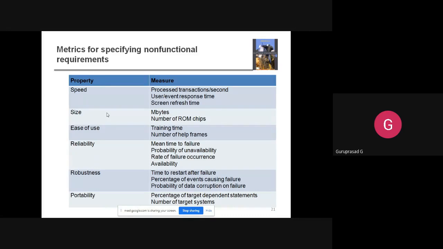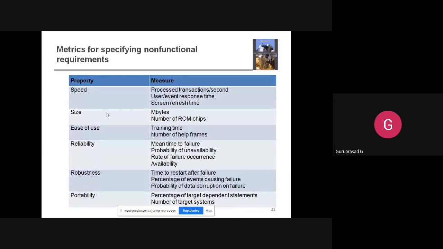What do you understand by robustness? Time to restart after failure, percentage of the events causing failure, probability of data corruption on failure. So that is about robustness. After failure, how much time will it take to restart? How many events will cause failure? What is the probability of data corruption on failure? If the failure occurs, what is the probability that the data will be corrupted? So this is the part of robustness.